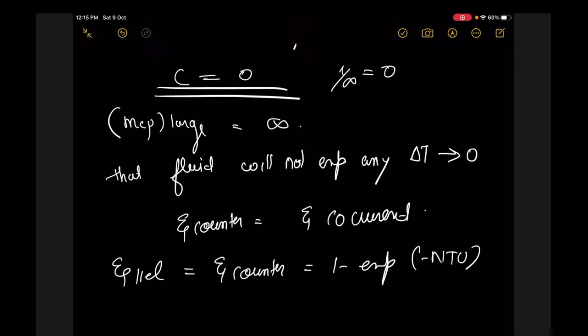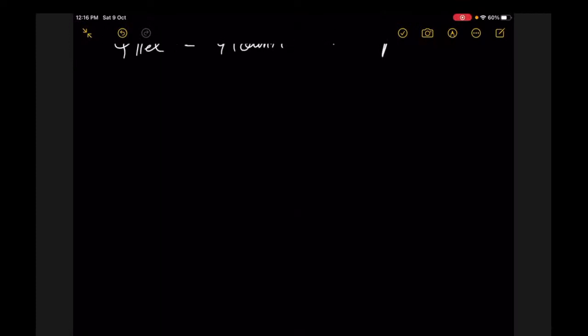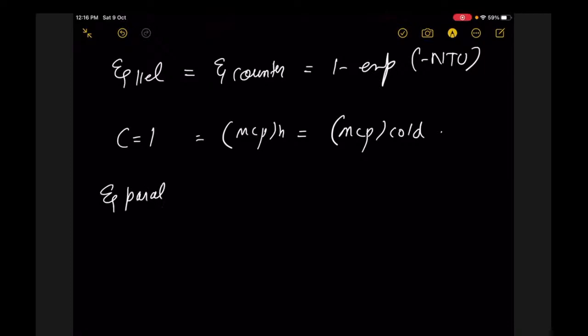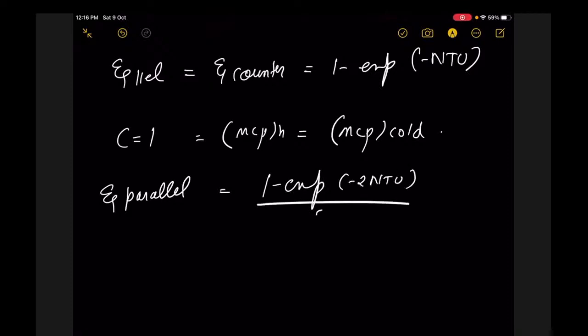So we want to see the extreme points. First we have seen C equals 0. Now we will see C equals 1. So here MCP hot is equal to MCP cold. So the efficiency of parallel equals 1 minus exponential of minus twice NTU, upon 2. The efficiency of counter equals NTU upon 1 plus NTU.